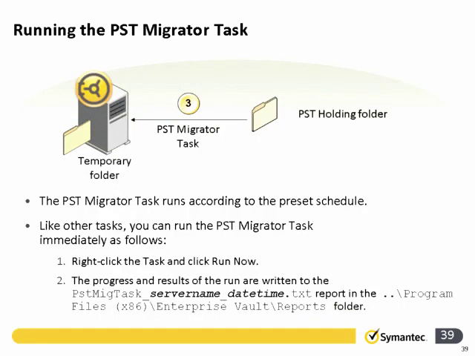Running the PST Migration task. When you're running the PST Migrator task, it runs according to the preset schedule, and we saw that on the PST Migration Schedule tab. We didn't actually go look at it, but the tab was there. You run it based upon that preset schedule, and unlike the other tasks, you can run the PST Migrator task immediately as follows. You just right-click on the task in the list of available tasks under the Enterprise Vault server, and you can select the Run Now option. The progress and the results from the run are being written to a report that's in the Enterprise Vault Reports folder.